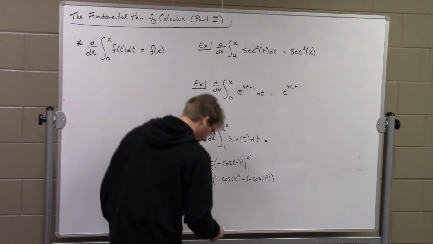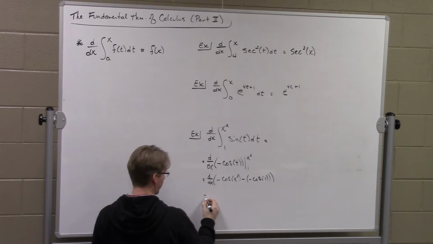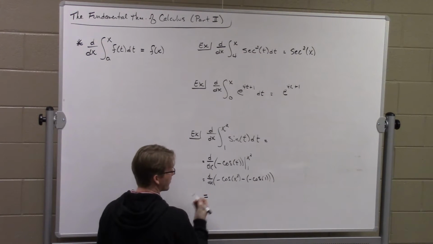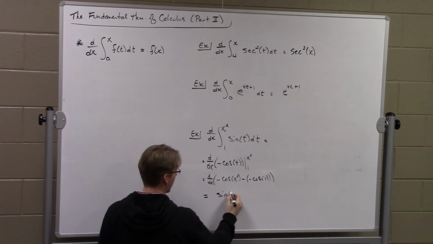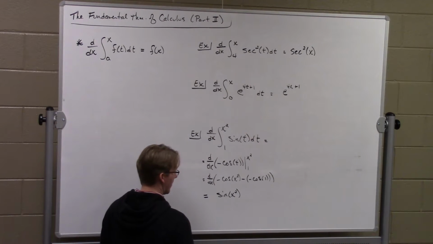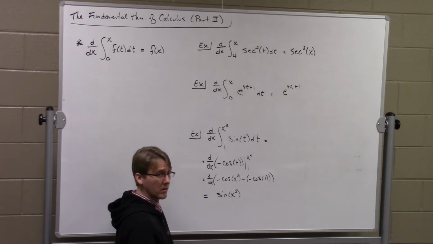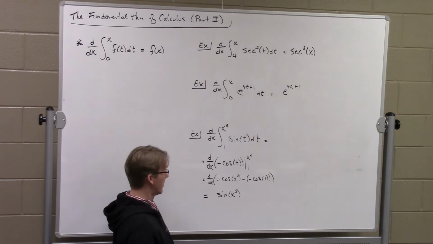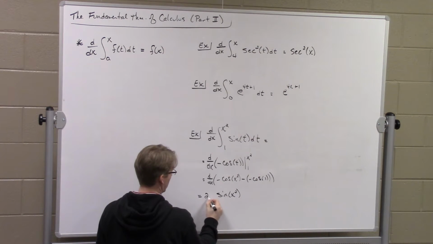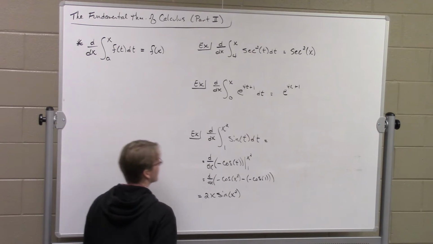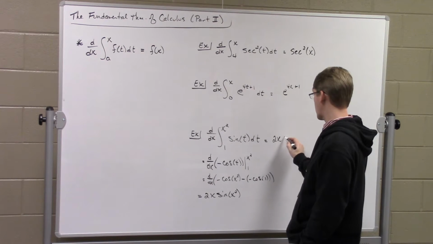Alright, take the derivative. So what's the derivative of negative cosine x squared? What's the derivative of negative cosine? Positive sine. Sine x squared, but it's not just x, so would we have to chain it? I guess we would, wouldn't we? Yeah, kind of. So the 2x sine of x squared. Okay. So our answer was not sine of x squared, but 2x sine of x squared.